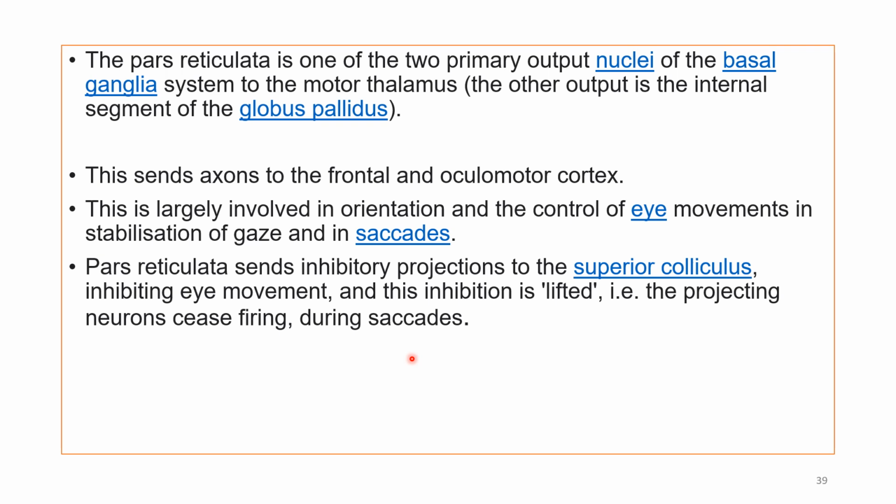So what have you learned? The pars reticulata is projecting to the thalamus, and it can also project to the frontal cortex and oculomotor cortex, and it will control the eye movements, and it stabilizes the gaze, especially in saccades. How is it doing this? This reticulata sends inhibitory projections to the superior colliculus, thus inhibits the eye movement. So if pars reticulata is damaged, this inhibition is not there to the superior colliculus, so the saccades will appear.